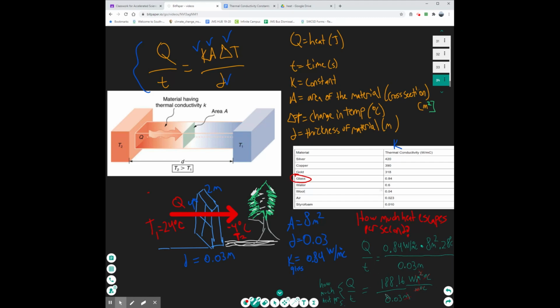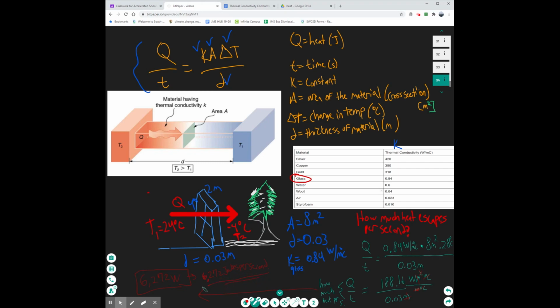So 188.16 divided by 0.03 is actually a huge number. So let's take the answer over here. We're going to end up with 6,272 watts, right? So that would be 6,272 joules per second of heat loss. So what I'm telling you here is that you're losing a whole bunch of energy out of your glass window in this particular case. So we should probably try and figure out something else that we should do.